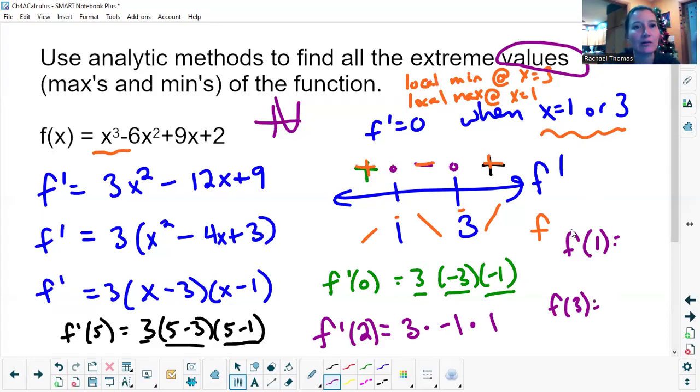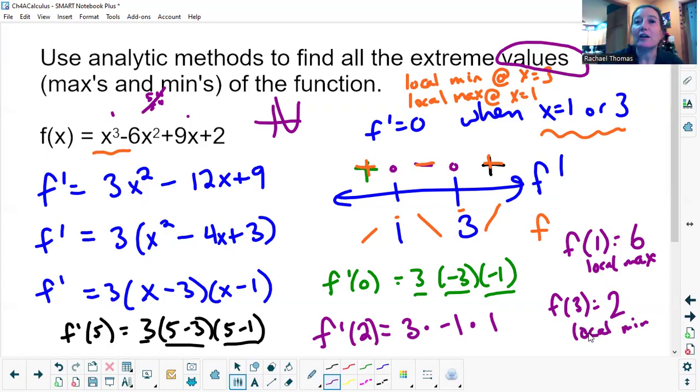Okay, 1 minus 6 is -5, plus 9 is 4, plus 2. f of 1 is 6, and that is a local max. f of 3, okay, this is going to be 27, 27, that's 54. 6 times 9 is 54, so those cancel out, and I get 2. f of 3 is 2, and that is a local min. Fantastic.